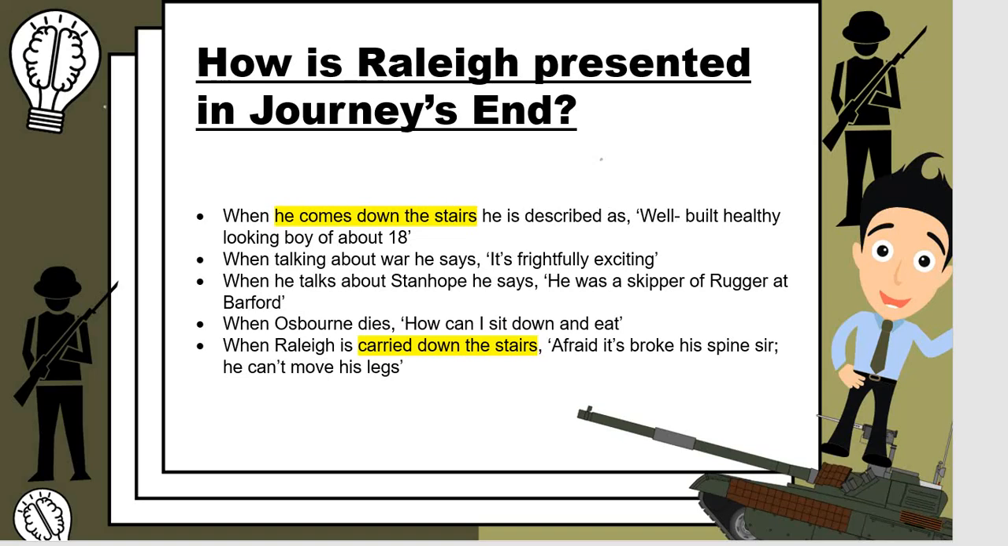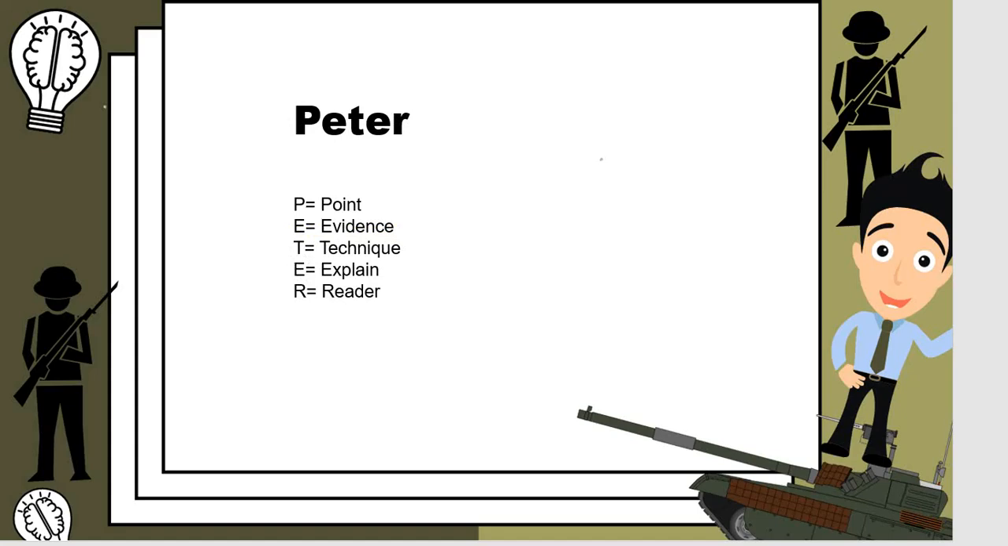So if we have to answer a question, we can look at different aspects and different ways to structure and create a formula. Now in other videos I've used different formulas on my channel. Please feel free to have a look at how to answer language and how to answer structure. In this one we're going to look at PETER. It's slightly different than other ways that I've uploaded before, but PETER is point, evidence, technique, explain, reader.